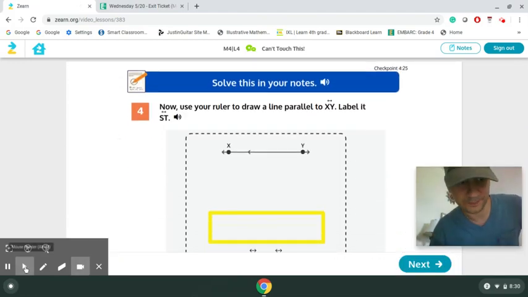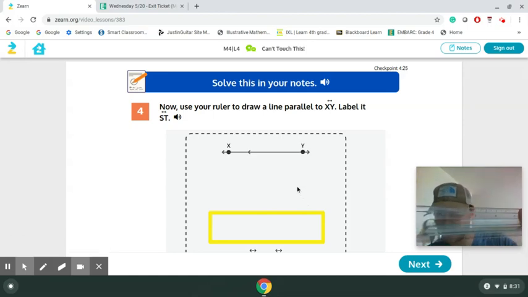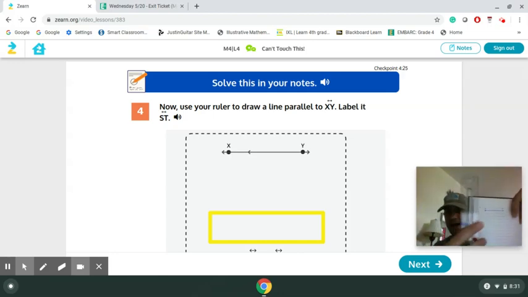So let me grab a ruler. The reason a ruler is helpful is because we can make sure that both of our line segments at every point are the same distance apart. So I'm going to take my ruler and draw a point 3 inches from X, straight down.